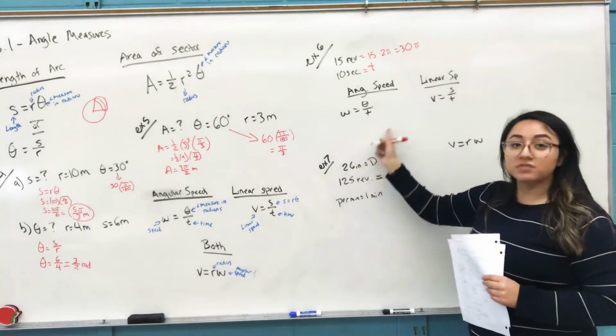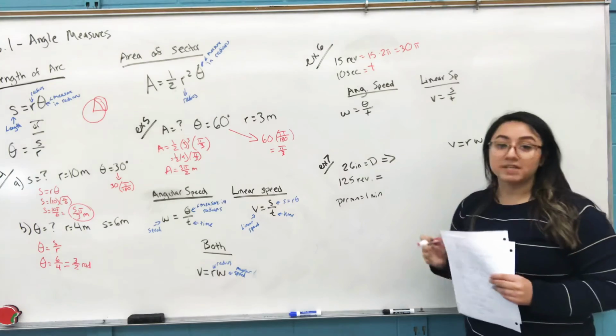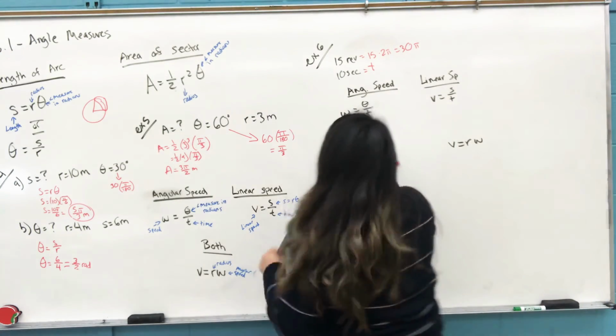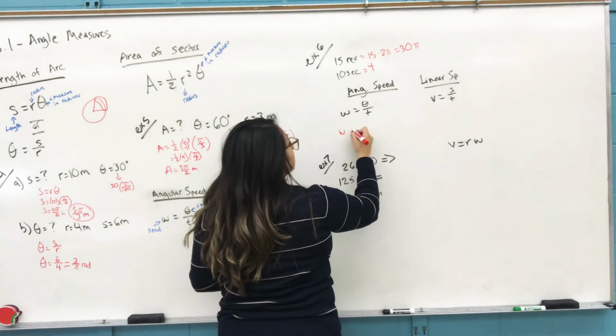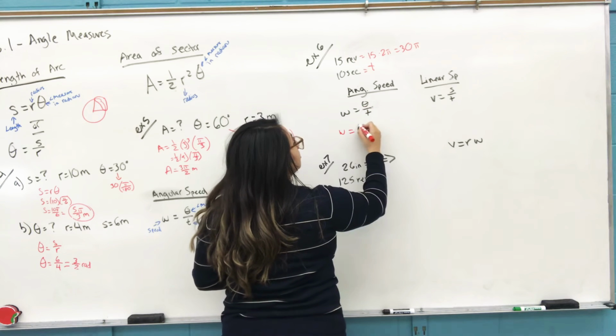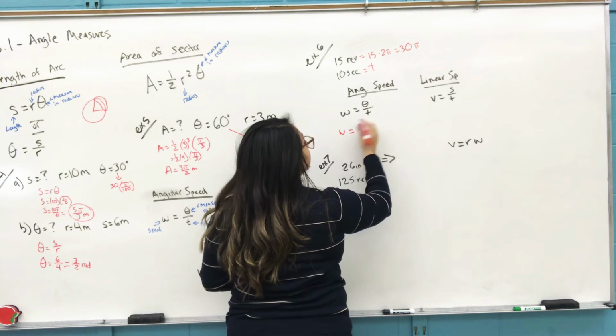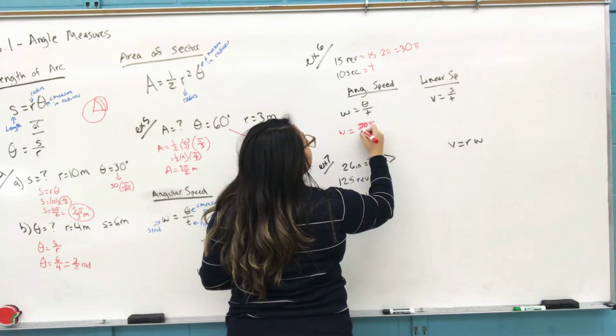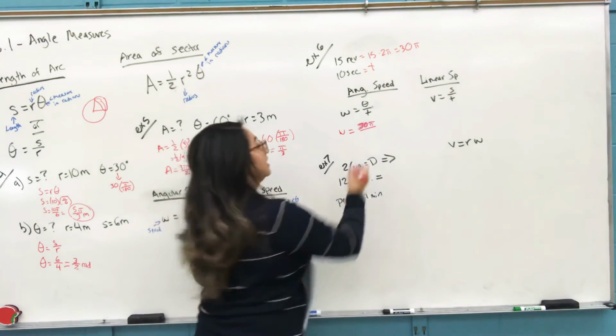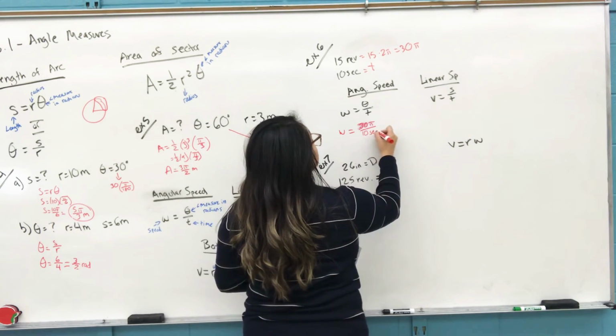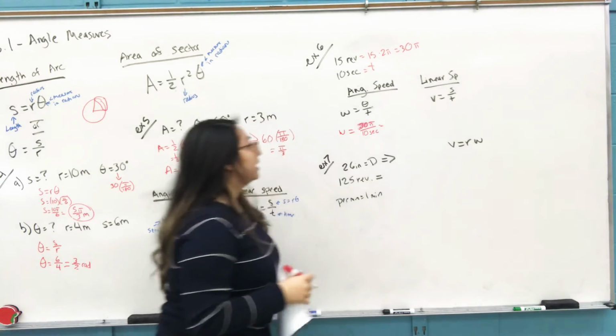So if we look at this first equation, we're going to find both of them, the angular speed. So what is the angular speed to this? We don't have what our speed is. We have our measurement, which is 30π radians, and we have our time, which is 10 seconds. And then you have 30π radians over 10 seconds.